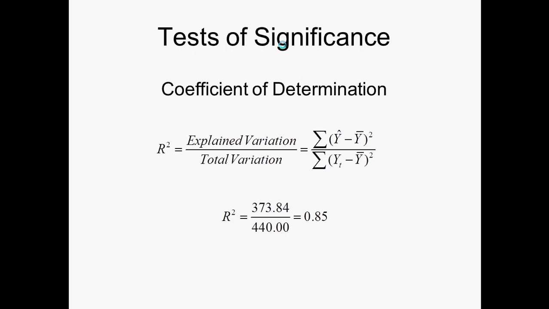The R squared can be called the coefficient of determination. It's calculated as explained variation over total variation, and R squared, in this case, is 85%. So in this case, most of the variation is actually explained by differences in advertising.